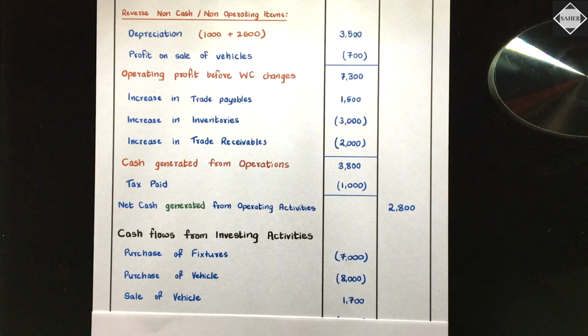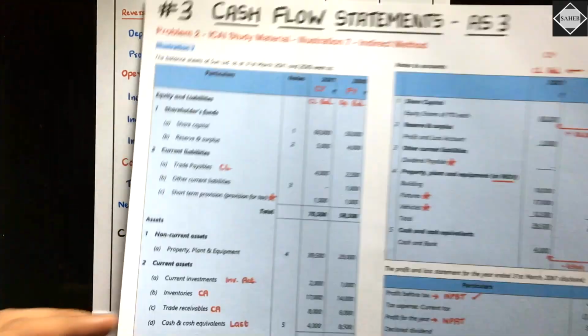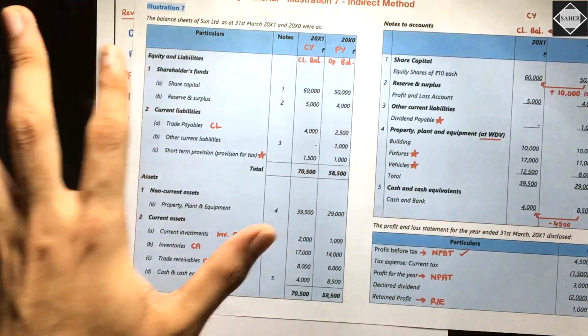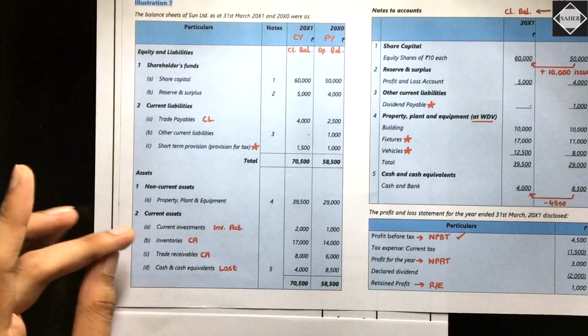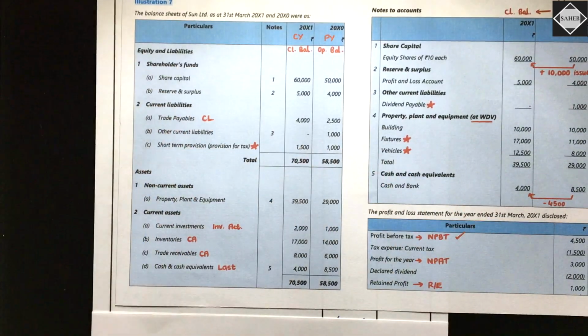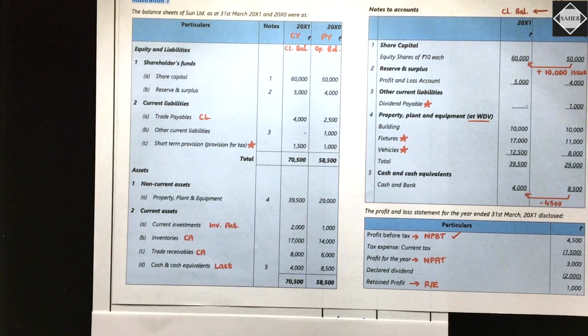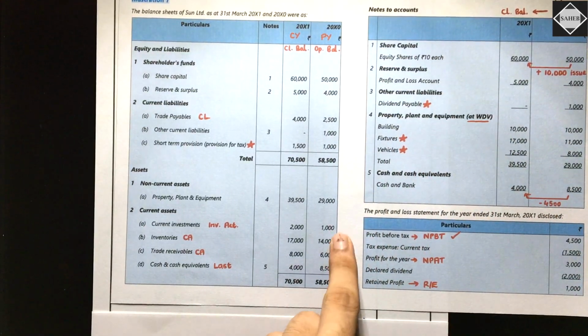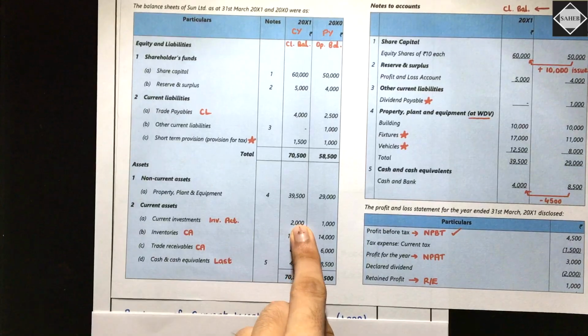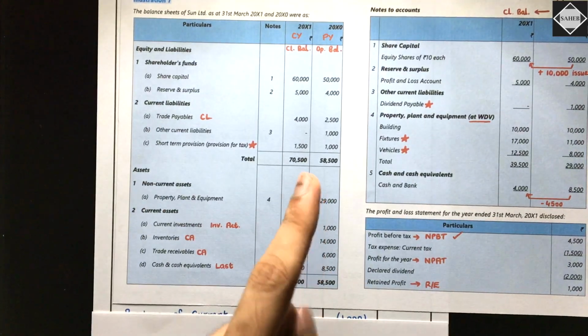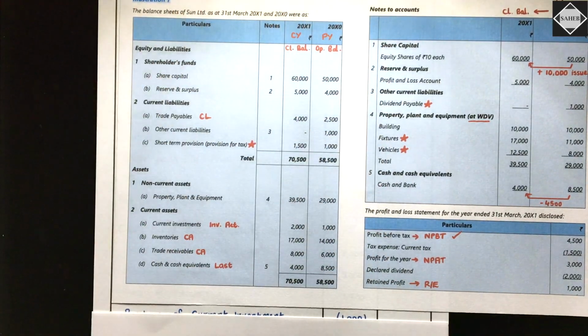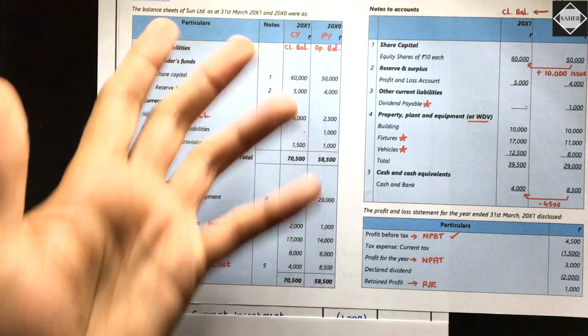Then what do we have? After doing all the ledger account work, then see what is missing in the question, for which we have not prepared the ledger accounts. See, for current investment, we have not prepared a ledger account. Directly in our mind only, we know no adjustment, nothing is there. Directly we know from 1,000 it has become 2,000, which means 1,000 more we have invested in current investment. 1,000 outflow is there. So that's an investing activity. We are investing more into it.